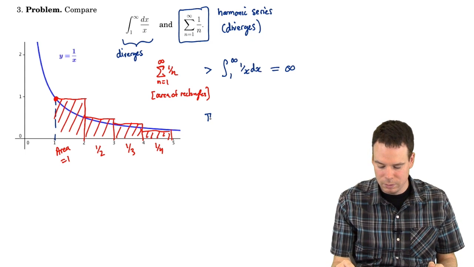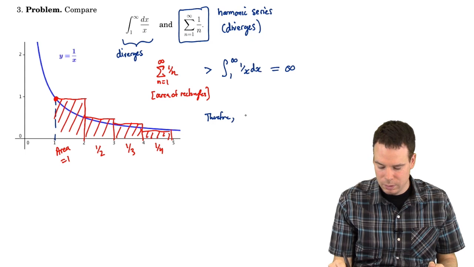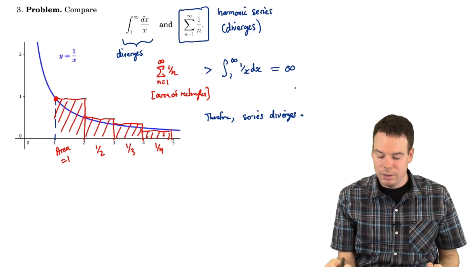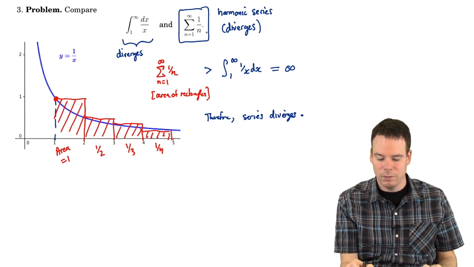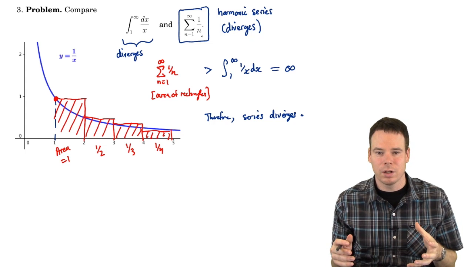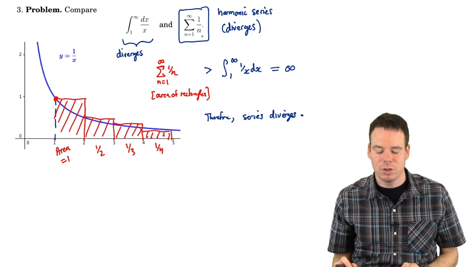So therefore, the series diverges. So that's a nice, quick argument using information we already knew about an integral to conclude information about a series. This is a nice, quick argument to show that the harmonic series diverges.